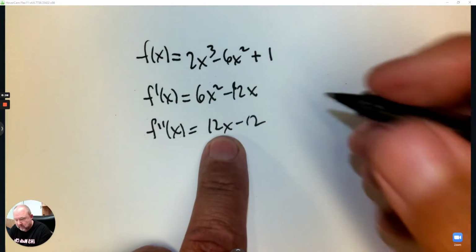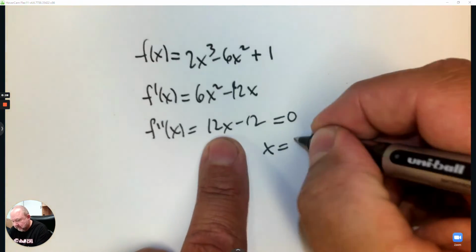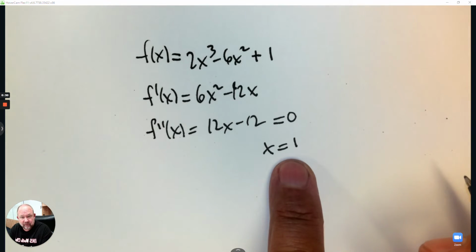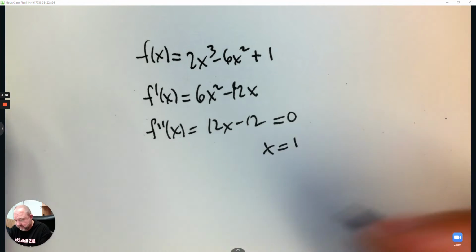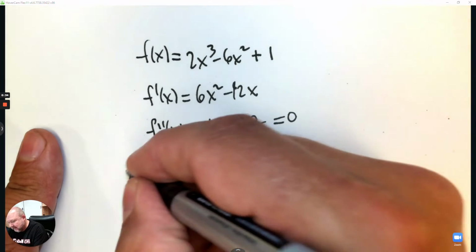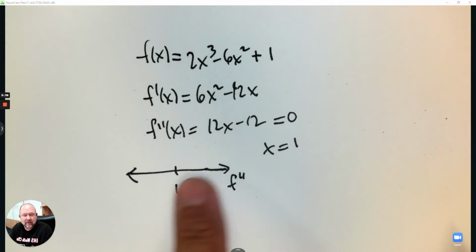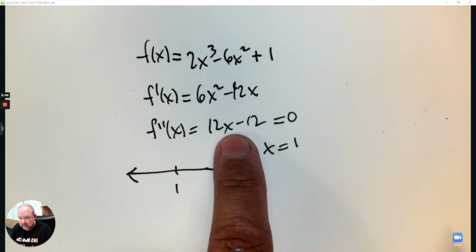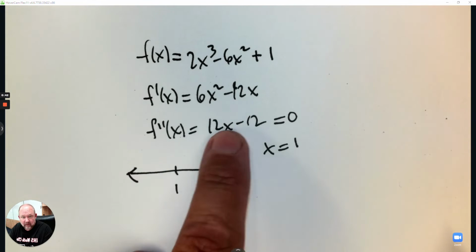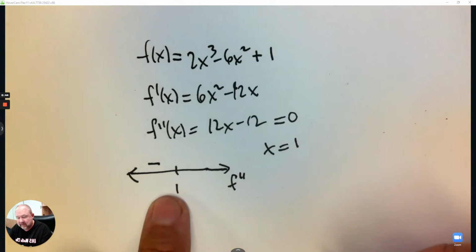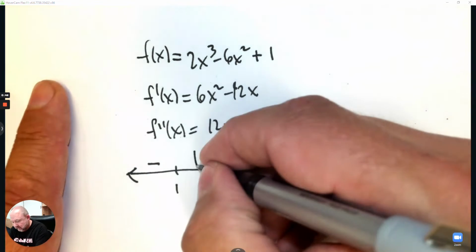And then at this point, I'm going to make it equal to 0, and I'm going to solve it. So there's only one answer. That's a critical number for the second derivative. That's 1. Then I'm going to draw a number line. I'm going to put that number on the number line, go back to the second derivative, plug in a number smaller than 1, and it's negative. Plug in any number bigger than 1, it's positive.